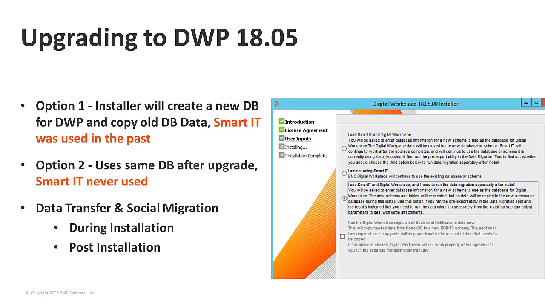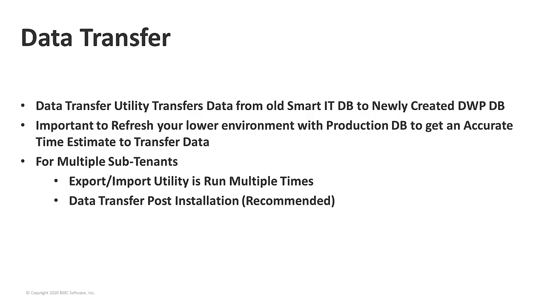Once you choose the third option and complete the installer, you can then use the 1805 patch 1 data transfer and social migration script for migrating your data from the Smart IT, My IT combined database to the new DWP database, as well as from the Mongo database to the newly built DWP database. We will discuss both of these utilities in detail, and I will also show you a quick demo in an upcoming slide.